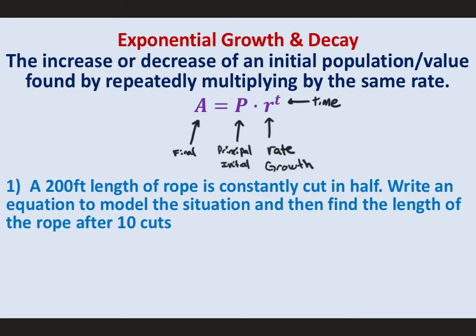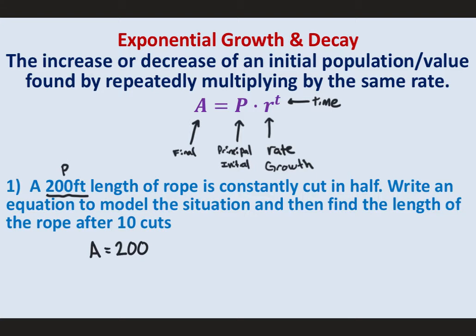Let's do a sample problem of exponential decay. It says a 200-foot length of rope is constantly cut in half. Write an equation to model the situation, and then find the length after 10 cuts. Our formula will look something like this. A equals, our initial amount is 200 feet. What I like to do a lot of times is annotate what the different things are in the equation, labeling them like that.